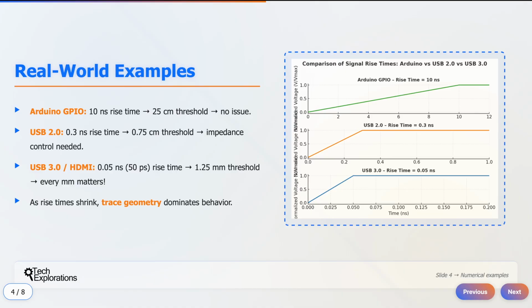If we switch to USB 3.0 or HDMI, both of which are high-speed interfaces with a rise time of around 0.05 nanoseconds or 50 picoseconds, then the threshold length is 1.25 millimeters. So here, every millimeter matters. The geometry, the layer stack-up, and the via selection become critical. So while an Arduino trace may be too short to matter, a USB 3.0 or HDMI trace must be engineered precisely, even when only a few centimeters long.